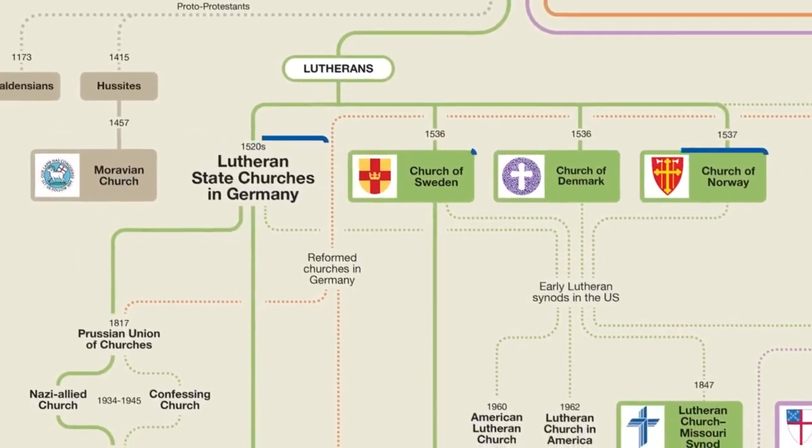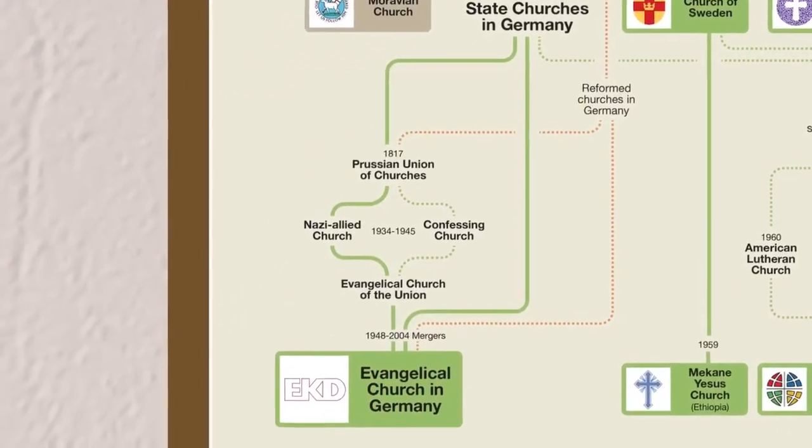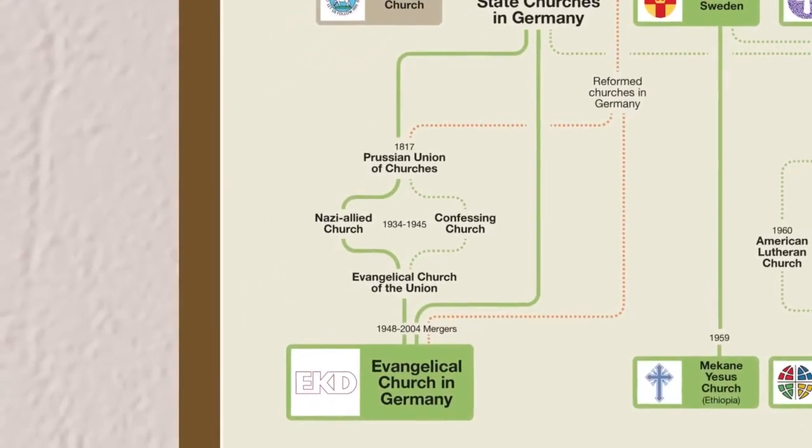Now, if we zoom forward about 300 years to the time just after Napoleon's defeat, we get the formation of the Prussian Union of Churches in 1817. At this point, Prussia, which was Lutheran, was now the dominant German state, and it ended up annexing a bunch of smaller German states, some of which had been Calvinist, which we'll be discussing in a bit. So basically, the Lutheran churches and the Calvinist churches were merged together to form a single denomination.